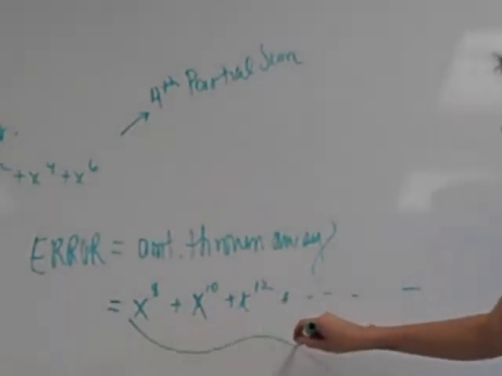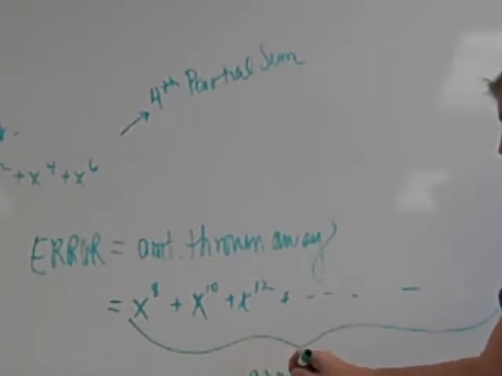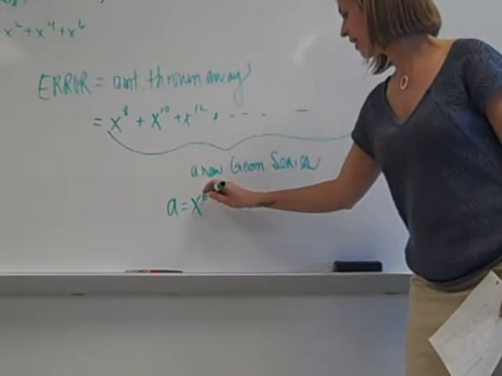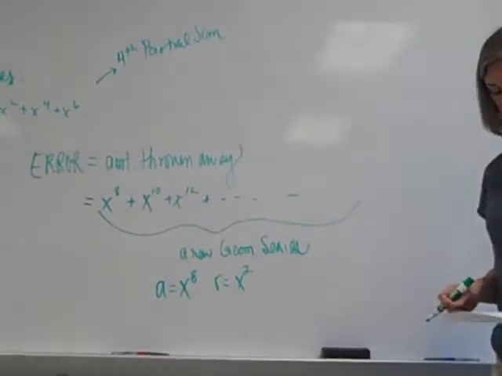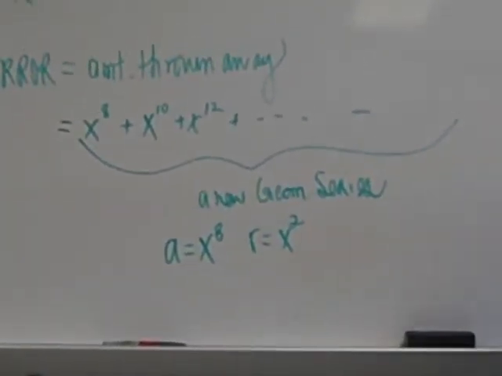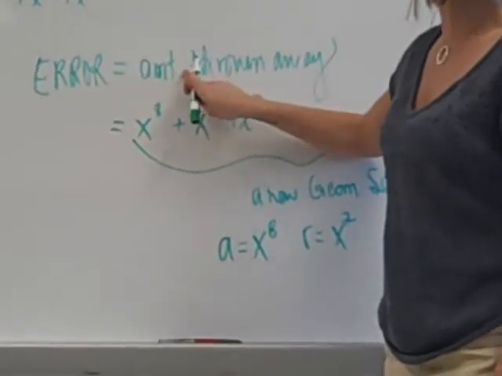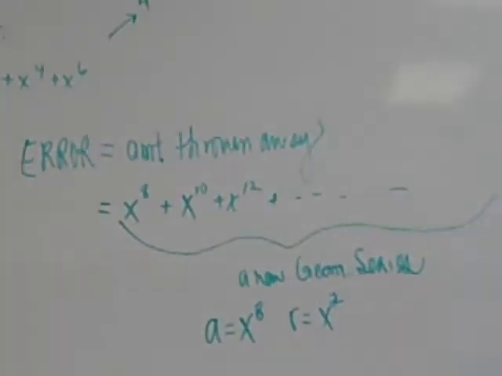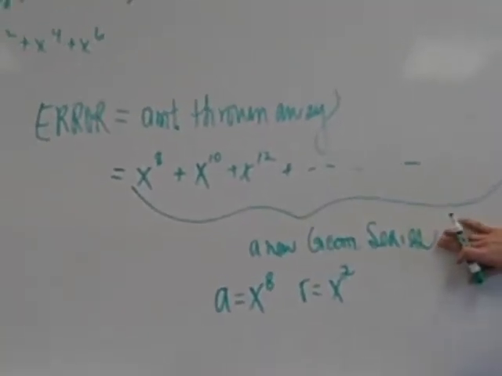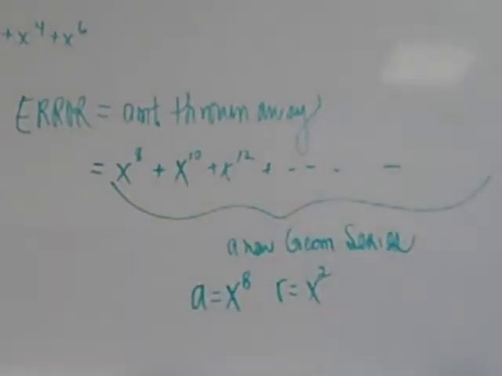Well, this in itself is a new geometric series. It just starts in a different place. This has an a value of x to the 8th and an r value of x squared. So the amount I didn't use is x to the 8th all the way up. So this is a new series where the first term is x to the 8th and the multiplier is x squared. Get it so far?